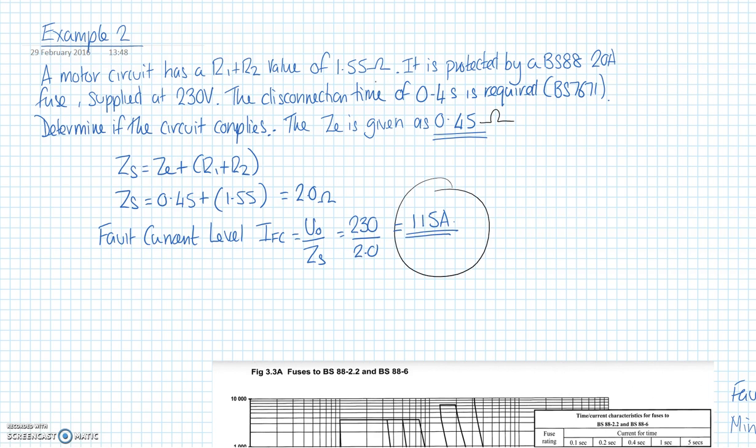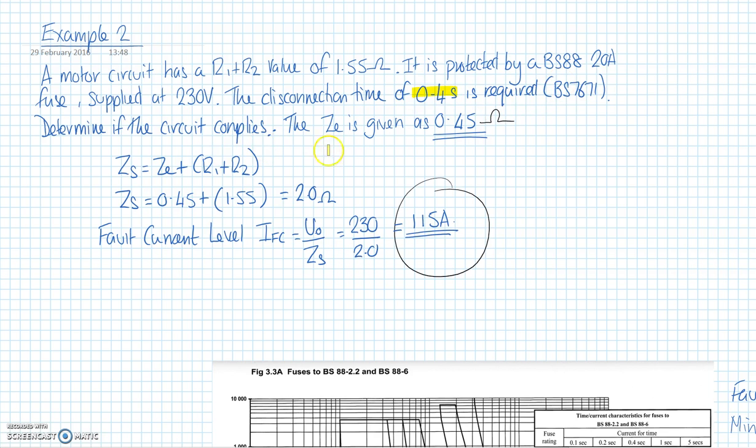That's quite a long length of cable, so we're probably looking at an installation, some kind of factory, where there's a long run of cable. It's protected by a BS88, which is a cartridge fuse. It's an HBC, a high breaking capacity fuse. 20 amp, obviously 230 volts, so it's single phase. The disconnection time in the wiring regulations is 0.4 seconds. Okay, so we've got a 0.4 second disconnection time there, so let's put 0.4.